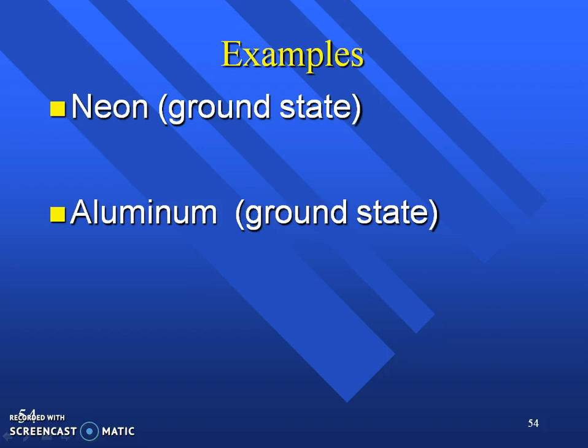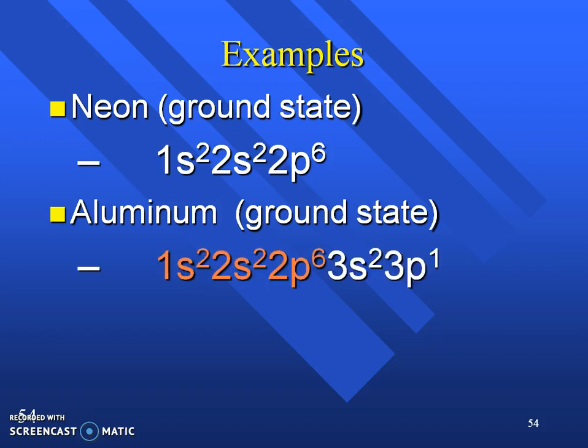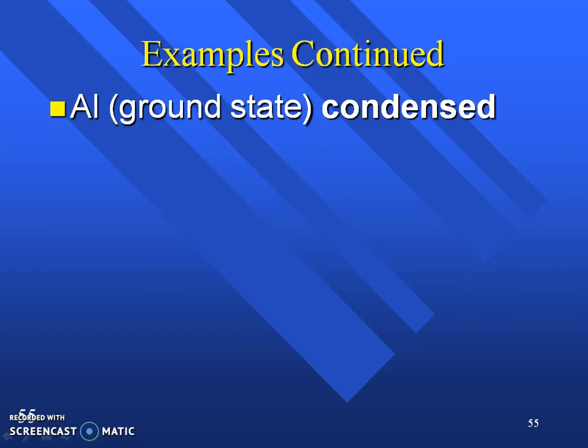So here are some examples. You might want to pause and see if you can do the entire configuration for neon and aluminum in its ground state. Hopefully you got that. Okay, but notice aluminum is going to be very similar to neon with the 1s2, the 2s2, the 2p6. So we can condense that. So aluminum in its ground state condensed would basically be neon 3s2, 3p1, whatever's left over. So hopefully that makes sense to you.